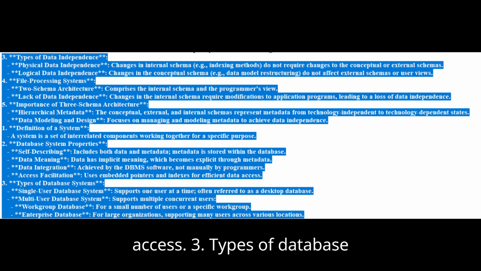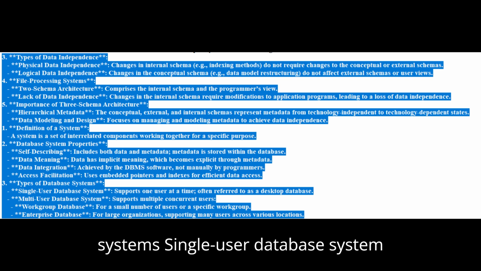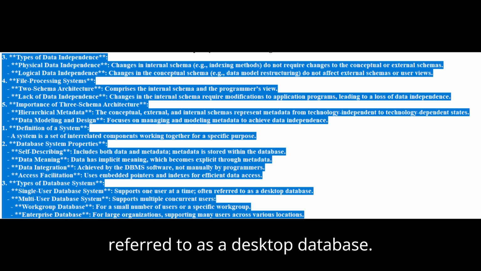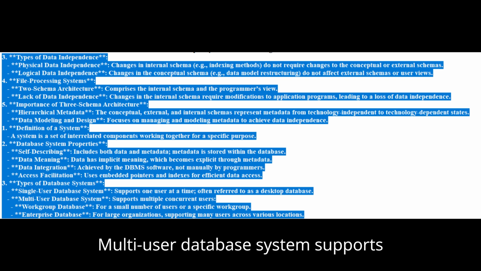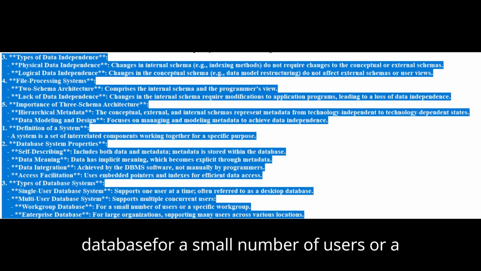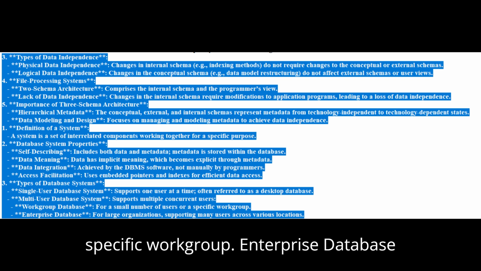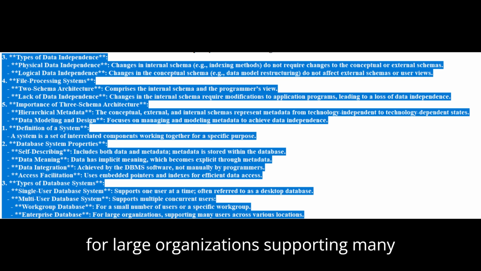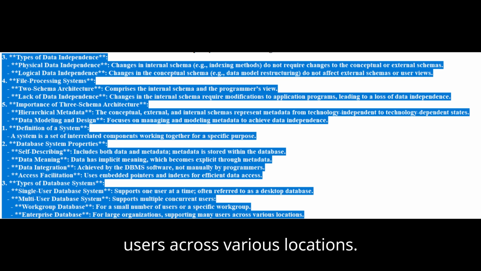3. Types of database systems. Single-user database system: supports one user at a time, often referred to as a desktop database. Multi-user database system: supports multiple concurrent users. Workgroup database: for a small number of users or a specific workgroup. Enterprise database: for large organizations, supporting many users across various locations.